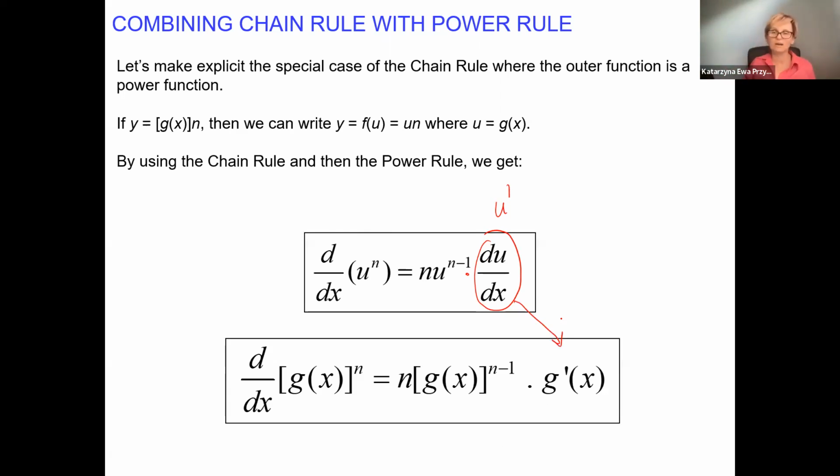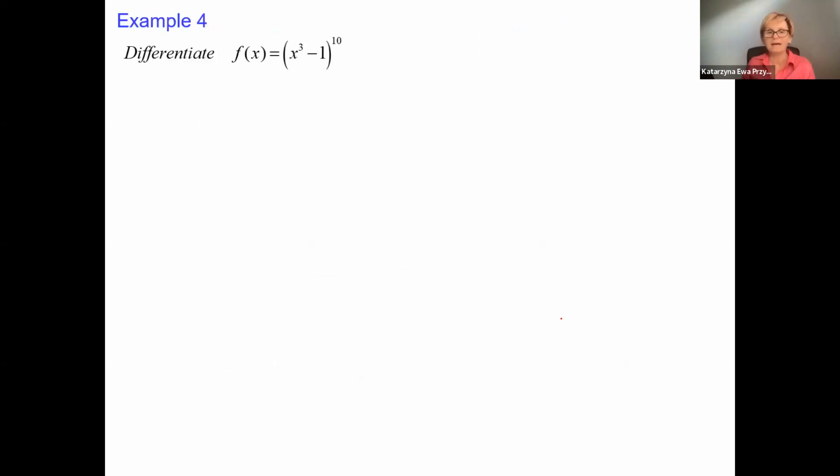Okay, I was just trying to type everything so that it will be helpful. And I have this example: the derivative of x cubed minus 1 to the power of 10. I think I did it without the u variable. This is the inner quantity, and this inner quantity is taken to the power of 10. The derivative of something taken to the power of 10 is 10 times the quantity to the power of 9, times the derivative of this quantity.